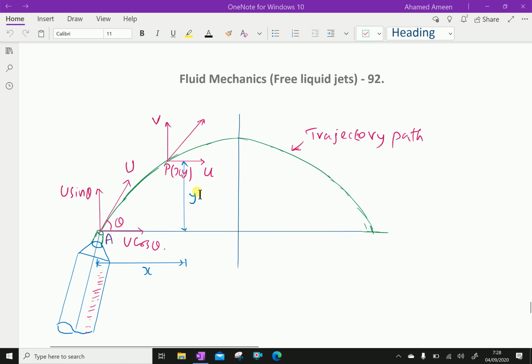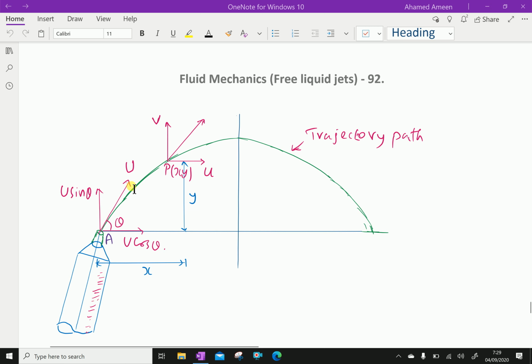Consider a jet coming from the nozzle as shown in the figure. Let the jet at A make an angle theta with the horizontal direction. If u is the velocity of the jet of water, then the horizontal component and vertical component of this velocity at A are: horizontal component is u cos theta and vertical component is u sin theta.